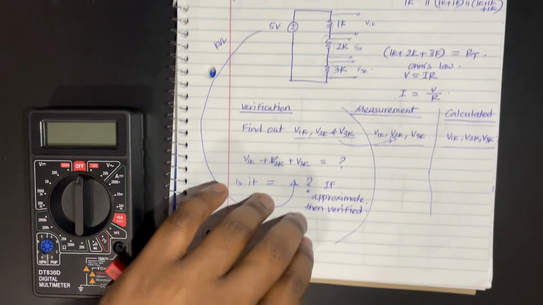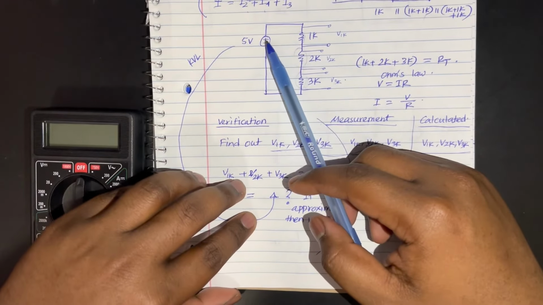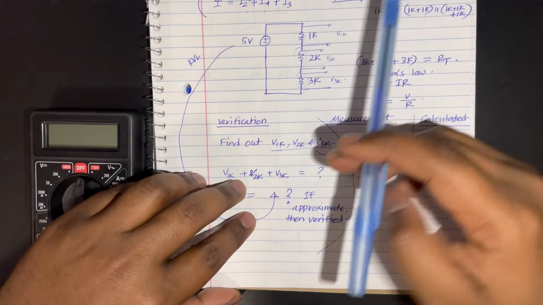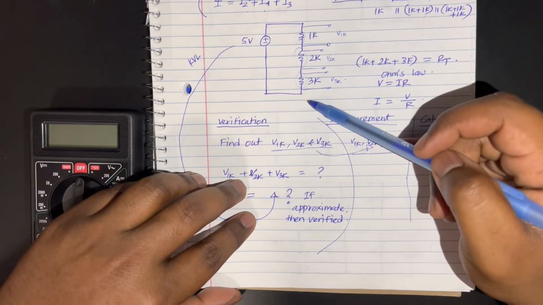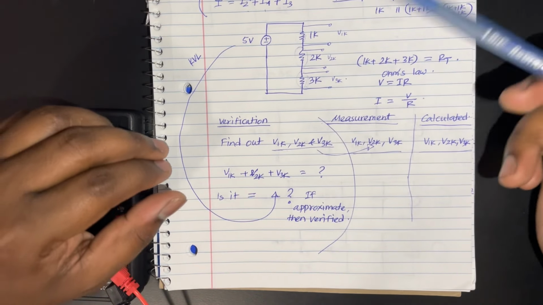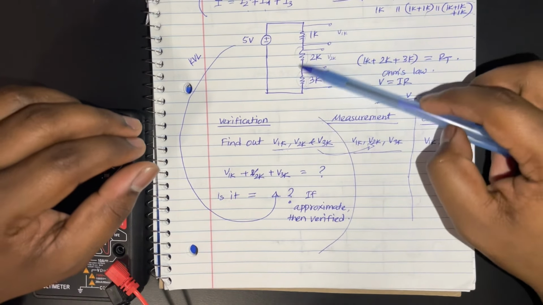And then what about Kirchhoff's voltage law? Kirchhoff's voltage law states that if you supply a voltage in a closed loop circuit, the voltage drops across this, if you sum all of them up, would be equal to 5 volts, or in other words, the algebraic sum of the voltage drops across all of these resistors.